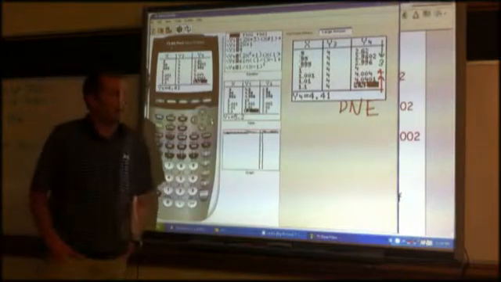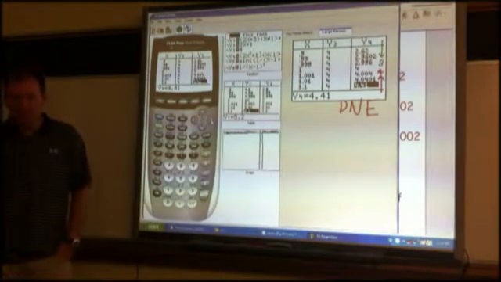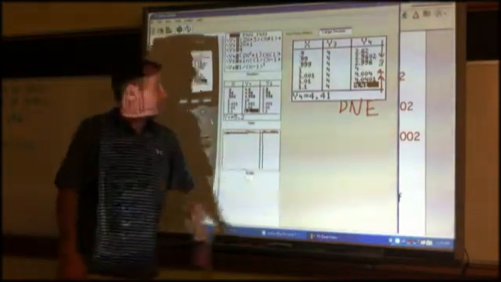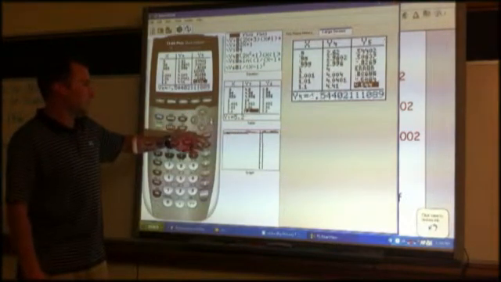This is going to happen anytime that the limits don't match. So if the limit from the left doesn't match the limit from the right, then your limit doesn't exist. There's one more we want to look at before we look at it mathematically.